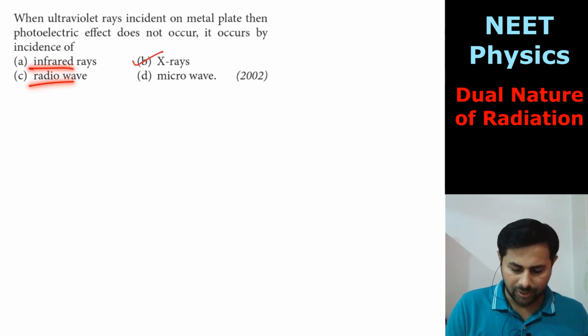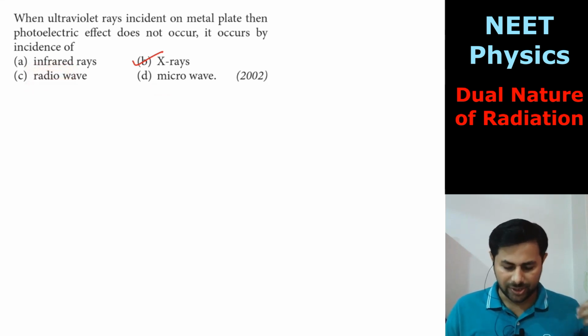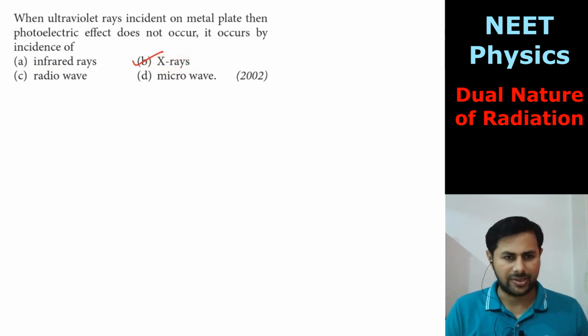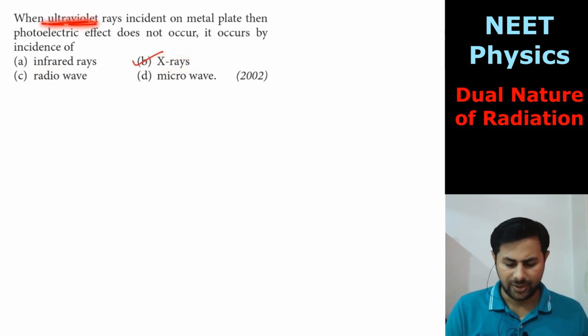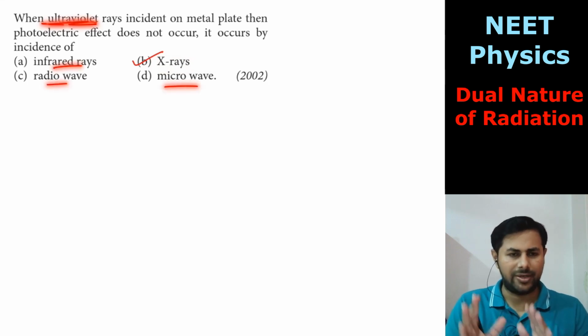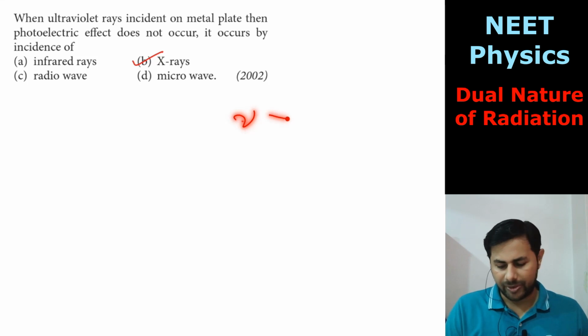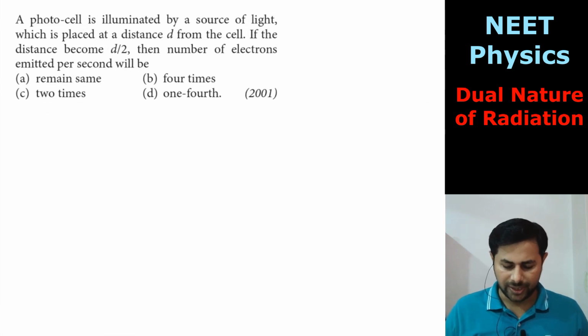So out of these options, you need to just see which kind of light will have more frequency compared to that of ultraviolet rays. Infrared, radio and microwaves have lesser frequency. X-rays have more frequency, right? So that's why X-rays is the answer, because the photoelectric effect will happen when frequency is greater than the threshold frequency. Okay, so that's very simple. Let's see the next one.